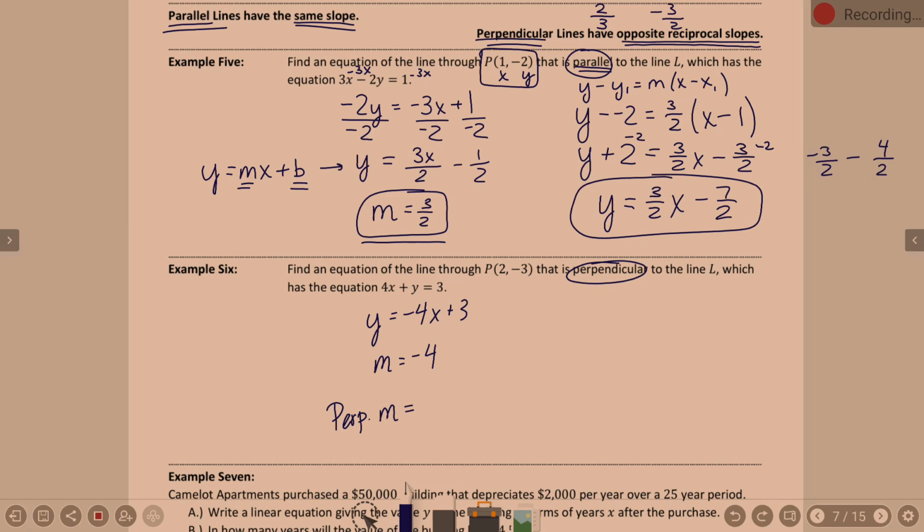What is the opposite reciprocal? The opposite of negative is positive. The reciprocal of 4 is what? 1/4. So here's the deal, guys. In order to do this problem, you're going to use 1/4 and the point 2, negative 3. That's doable, right? You just have to know to use the opposite reciprocal. I'm going to tell you the answer, that way, if you want to work it, you can. It ends up being 1/4 x minus 7/2.